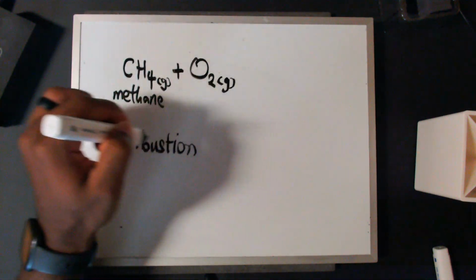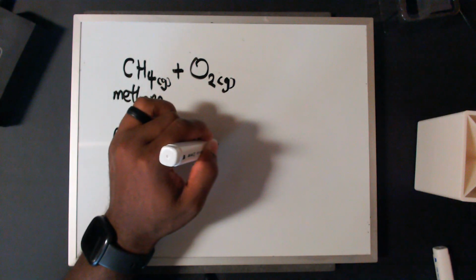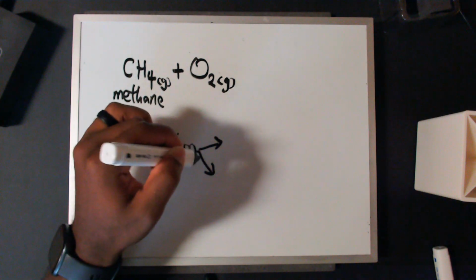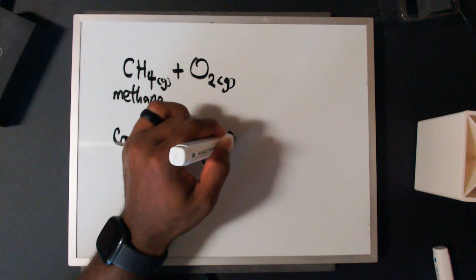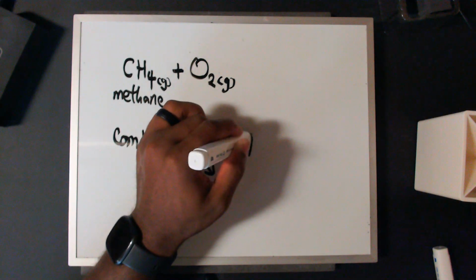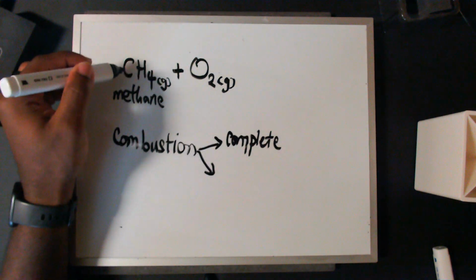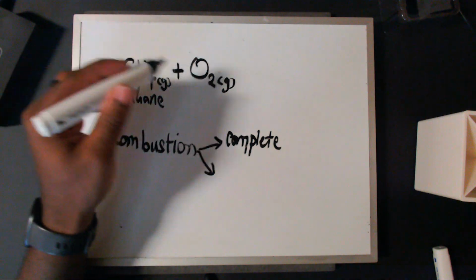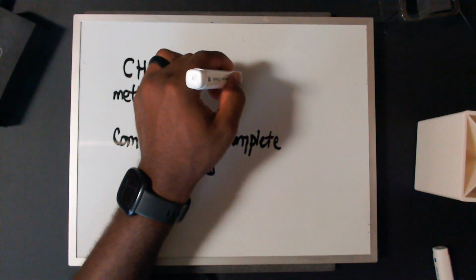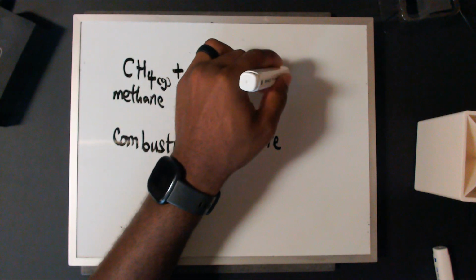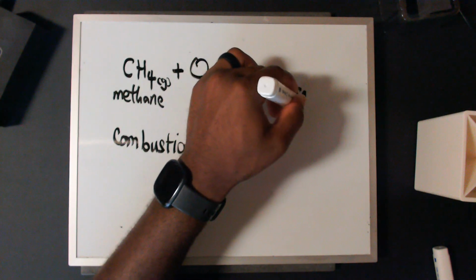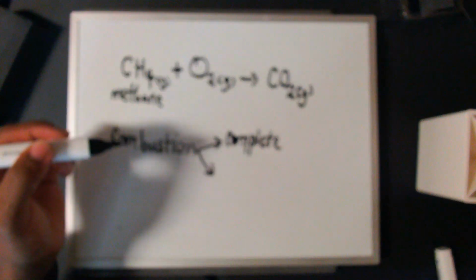Usually for this type of combustion, we're going to have two types. We're going to have either complete combustion, and in this case we have a unique type of product where this carbon is going to be bonding with the oxygen to form a specific compound called carbon dioxide, and this is a gas in its state.